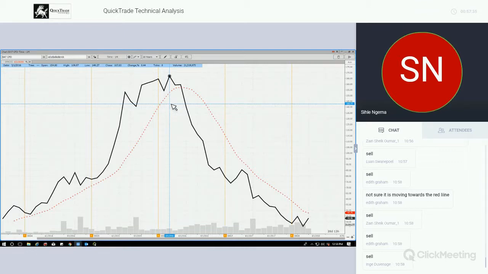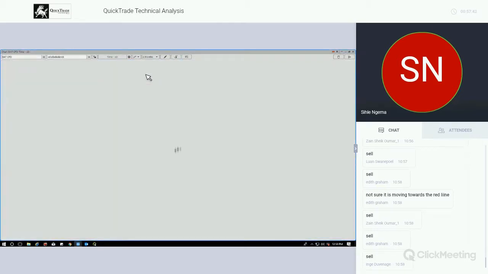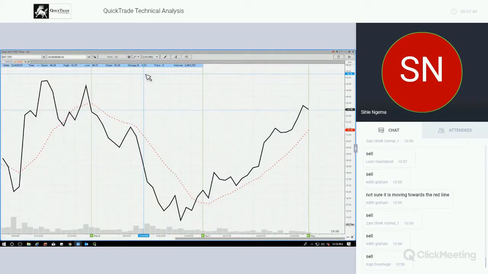Okay, guys, thank you so much. It's a sell. Now let's go to our daily time frame to actually decide whether to buy. Okay, what do we do here now? It's the same stock. Now it is the daily time frame. What do we do here?